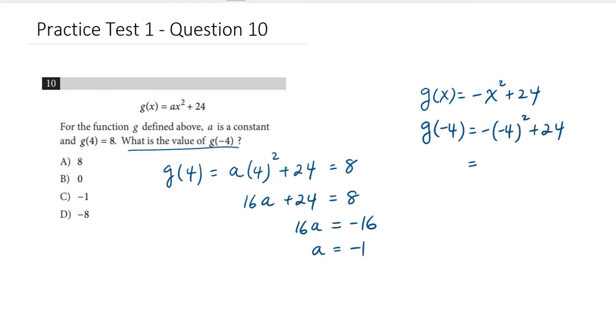Make sure you compute what the negative 4 squared is before you take the negative, because remember BEDMAS. You have to apply the exponent first before you multiply or divide. So negative 4 squared, that's 16. So negative 16 plus 24 is positive 8. So the answer is A.